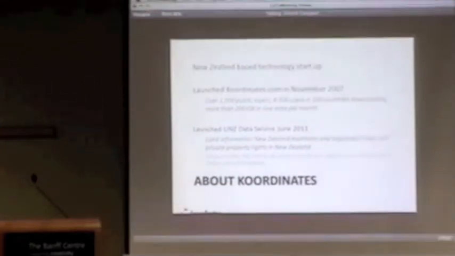Just to summarize Koordinates, we're a New Zealand-based technology startup. We don't really qualify as a startup anymore. We're profitable and we're growing. We launched Koordinates.com in November 2007. We're currently serving over 1,000 public layers. We've got 8,000 users in 100 countries, and we're getting about 200 gigabytes in raw downloads per month through the Koordinates website. So that doesn't include our other portals through our major clients.